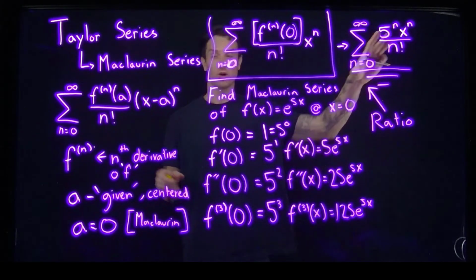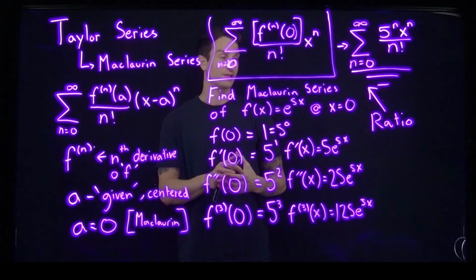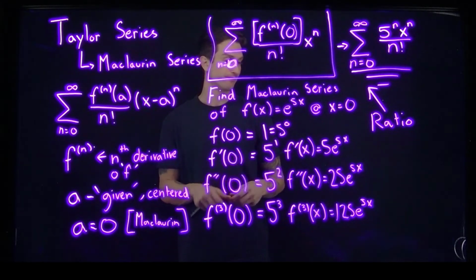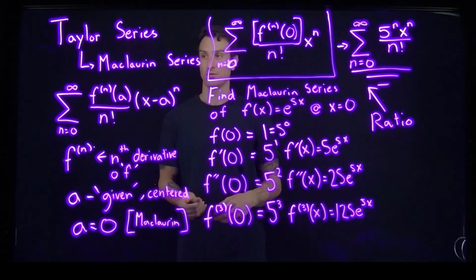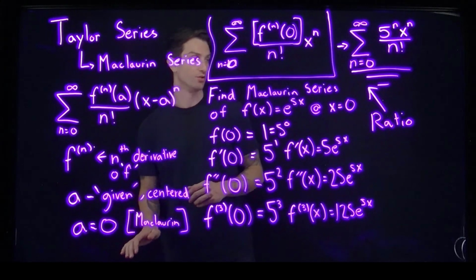So when we come back, I'll rewrite this over here. We'll do the radius of convergence and interval of convergence. We'll do one quick Taylor polynomial as well, and then we will be good. So I will see you shortly.